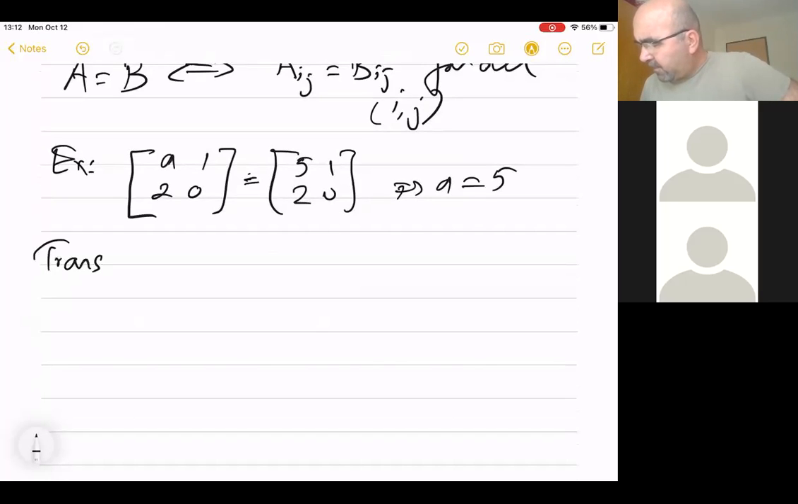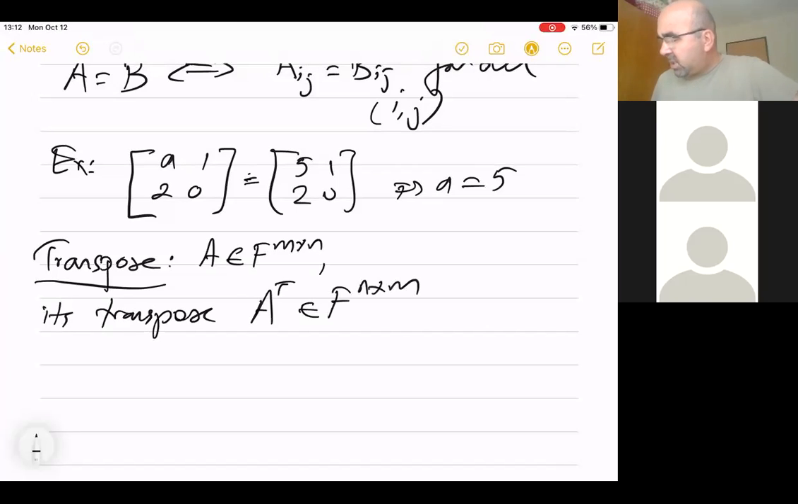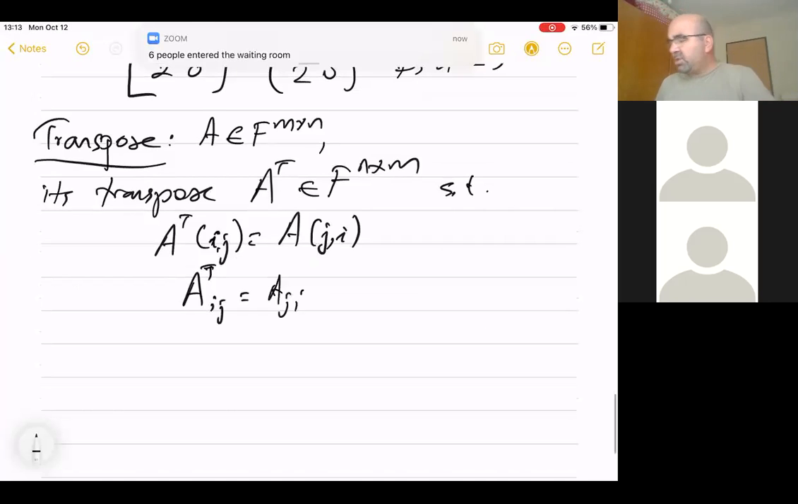Transpose also. So if you have an m cross n matrix A, then its transpose A^T is an n cross m matrix such that A^T at the point ij is A_ji. Namely, the ijth entry of the transpose matrix is the jith entry of the original matrix.